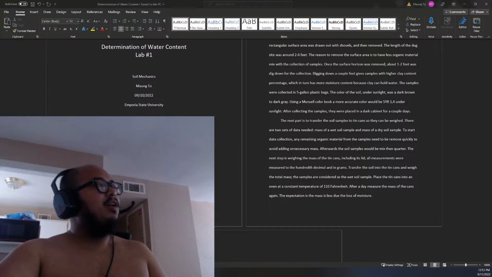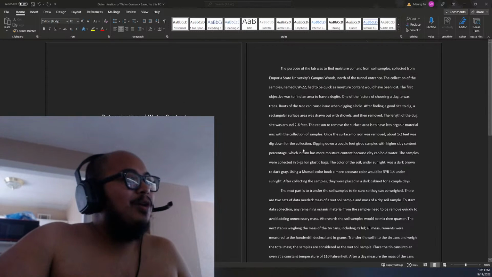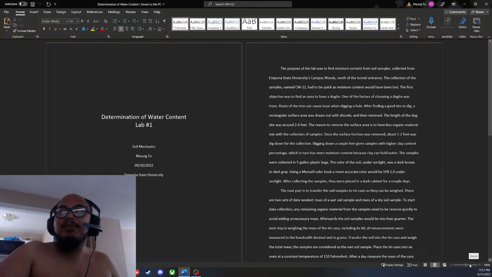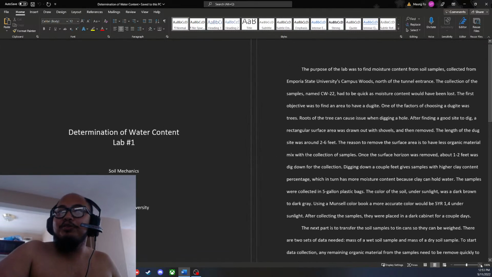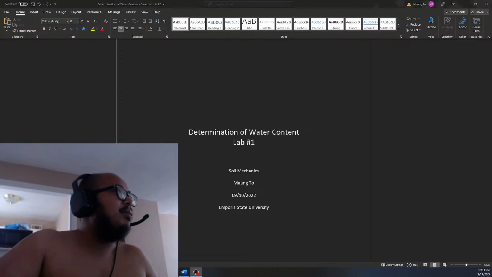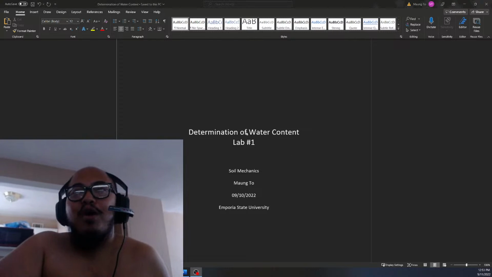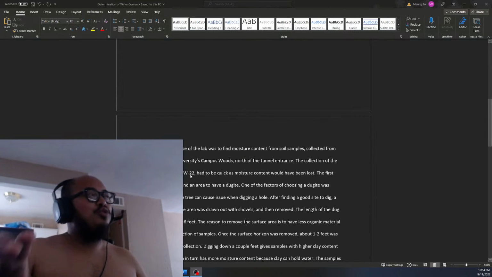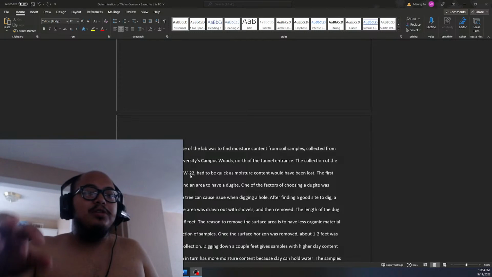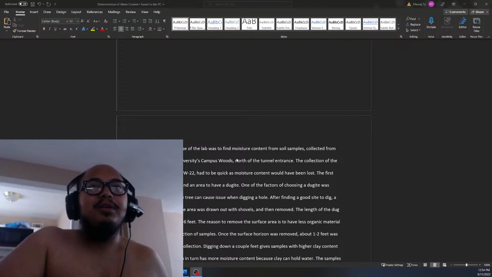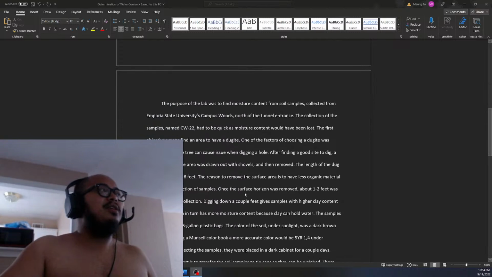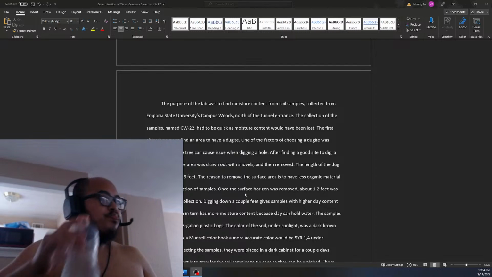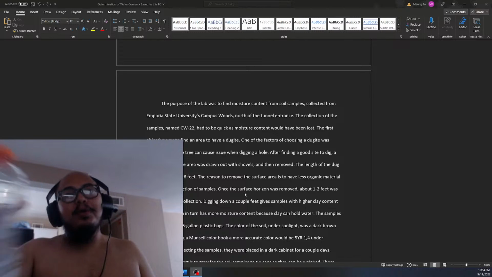Okay. I think I got everything down now. All right. We're going to write this paper about determination of water content. Determination water content lab. It's our first lab. What we did was we went to a part of the woods on our campus at Emporia State University, and we just got the soil of it. It's kind of weird. Oh, you can hear me drinking water, but it's fine.